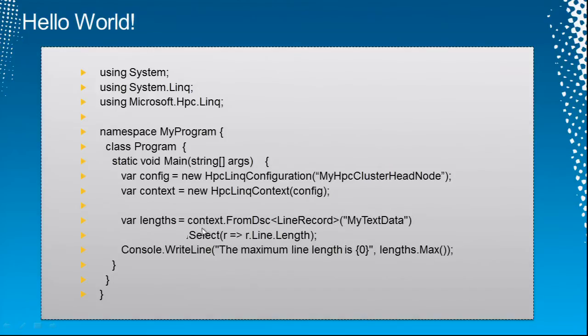And here, if I already have a file set, I'm running a LINQ query where essentially it's returning the line length for every line of data that I have, and this could be partitioned across hundreds of nodes essentially, and it gives me an iterator. And then I can find the maximum of it, by length.Max, and write it out. So this is the hello world of LINQ to HPC.